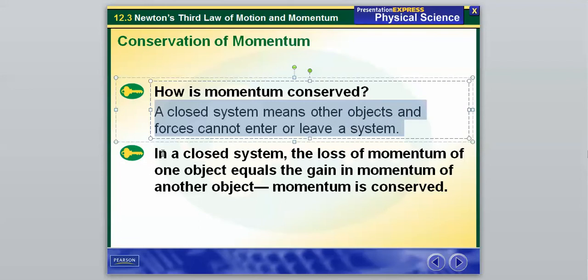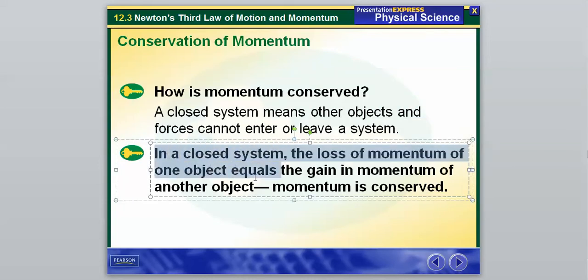In a closed system, the loss of momentum of one object equals the gain in momentum of another object, and therefore momentum is conserved. This is where Newton's third law comes in, with the equal and opposite reactions on one another. If one object loses momentum, another object is going to gain the momentum from that object. So momentum is never lost, never created, never destroyed. It's conserved, passed on from one object to another.